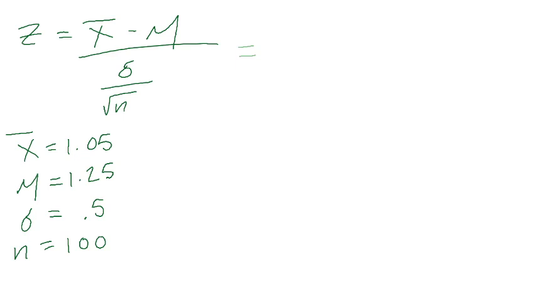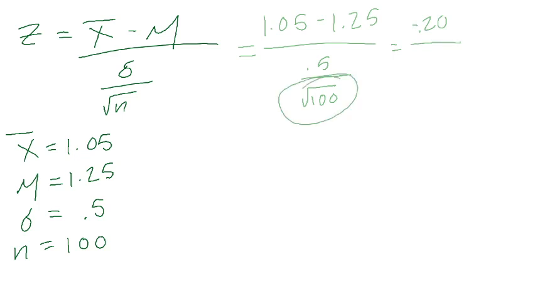So we have our X bar of 1.05. We are subtracting 1.25. We're putting it all over 0.5 over the square root of 100. As always, I suggest that you check your math here along with me. But we have something like negative 0.20 up top, and then this, of course, turns into 10, the square root of 100. 0.5 over 10 is going to turn this into a 0.05. And then this is going to give us a z-score.